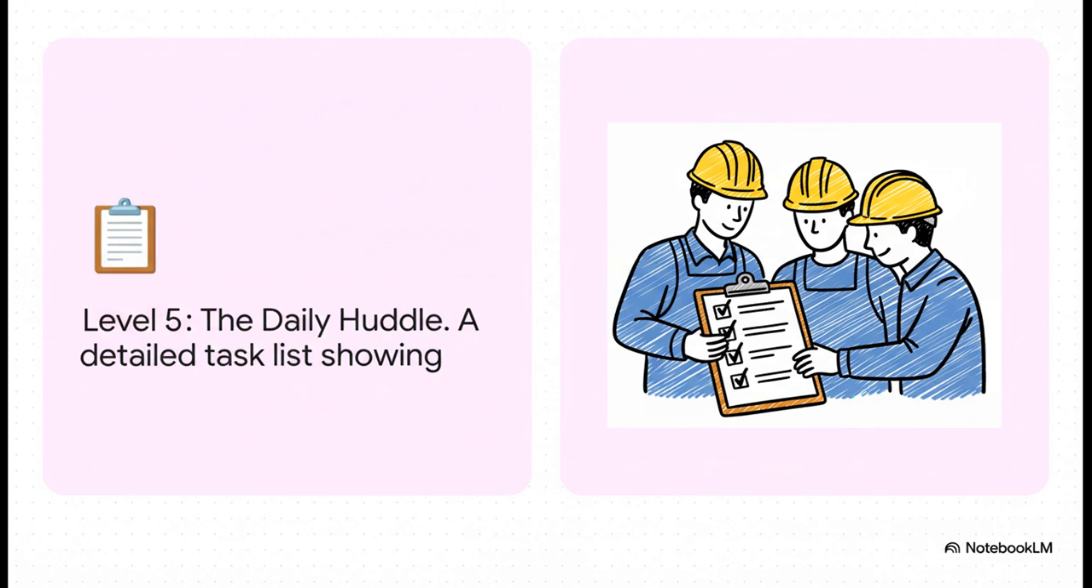And finally, we land all the way down at level 5. This is where the work actually happens. This is the daily huddle. A lot of the time, it's not even a fancy chart. It's just a straightforward task list. It tells the foreman and the crew exactly what needs to get done today. This is what drives the real hands-on work that gets the whole thing built.